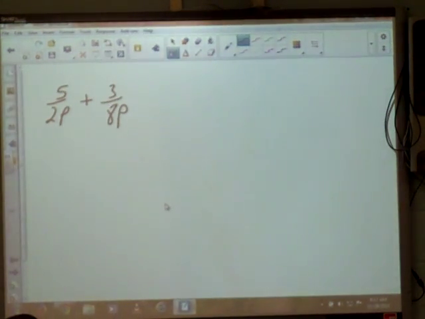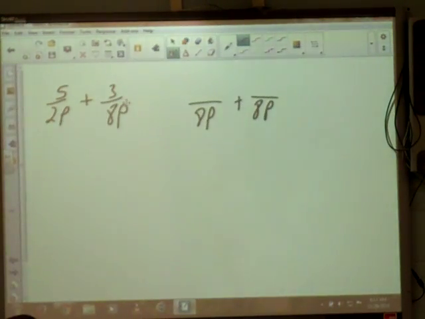Alright, you ready? What's your common denominator? What will 2p and 8p both go evenly into? 8p, very good. A lot of times people will say 2p, but you're not looking for the factor, you're looking for what they'll go into, so it's usually the bigger one. So I'm going to have 8p's on both of them.